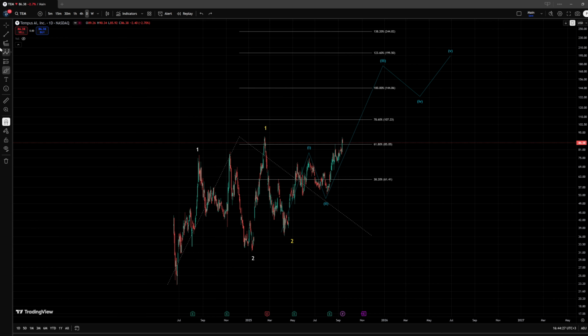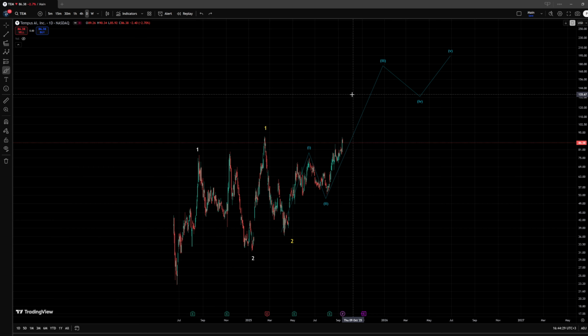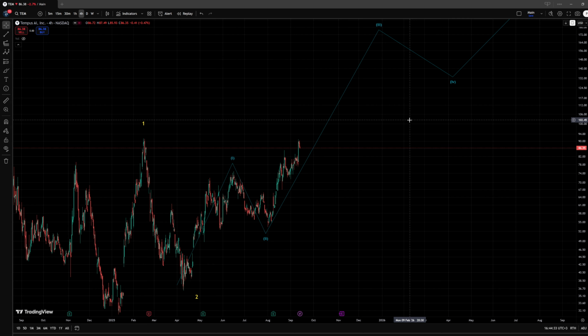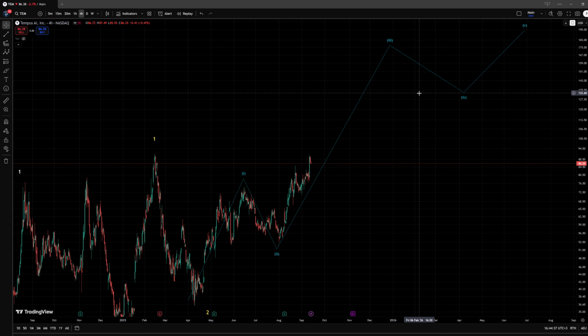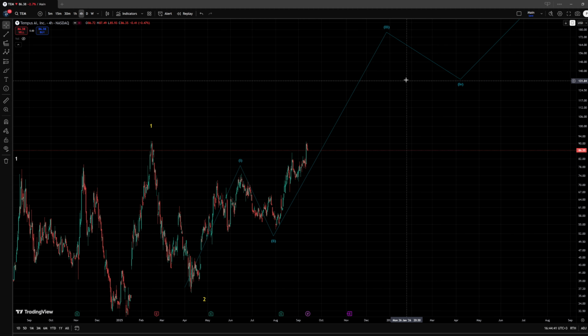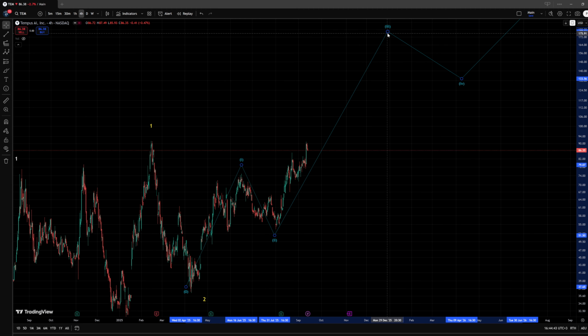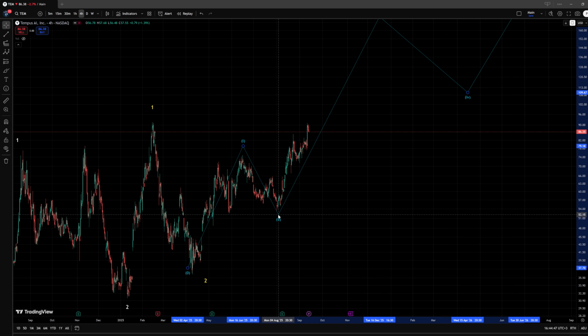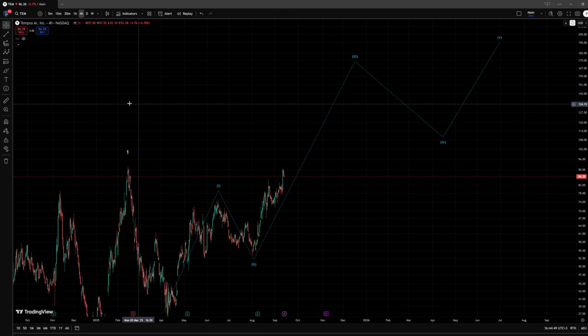pattern. Now, in both cases we could develop the movement in very many different ways, and that is the most unfortunate part about the diagonal structure that we are developing in this case, because we cannot really know for sure the clear invalidation levels, because there are so many ways to consider this movement developing.